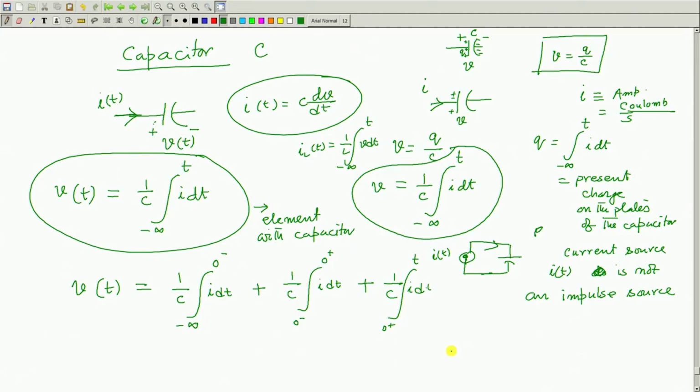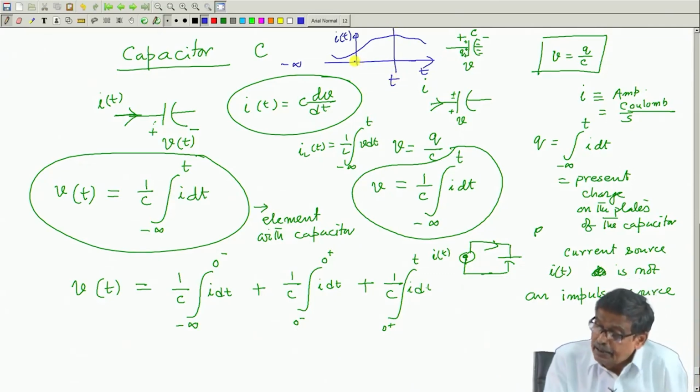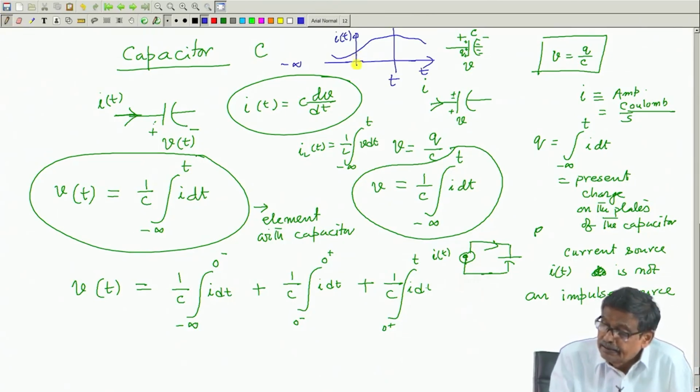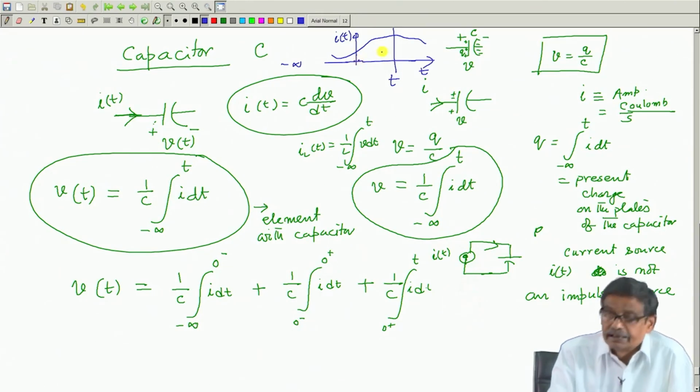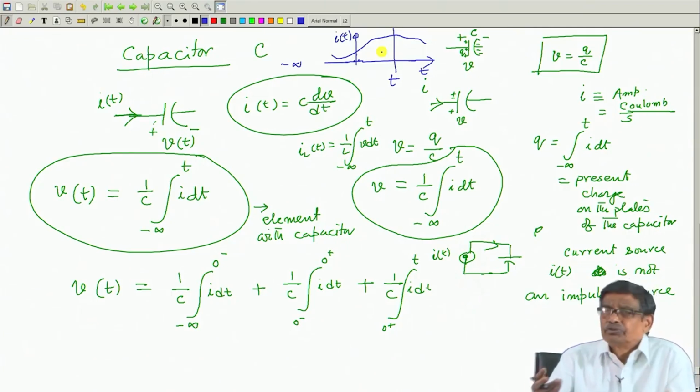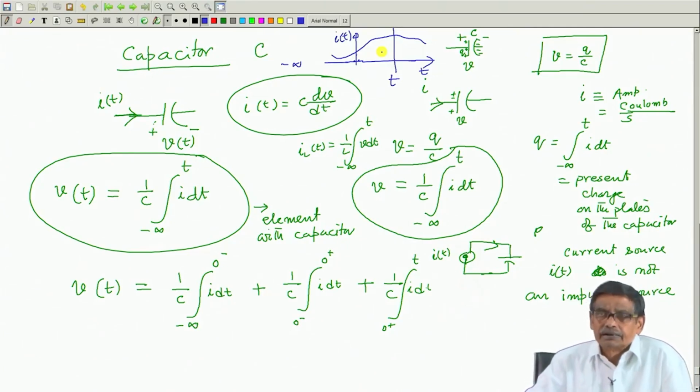So, I is a reasonably good function, of any arbitrary shape. For example, it could be like this. Suppose you feed the capacitor with this current over time, from minus infinity up to this time t. And in the same way, 0 minus is a time here and 0 plus is a time there. And at t equal to 0, I am doing some switching in the circuit. That is what I want to mean.